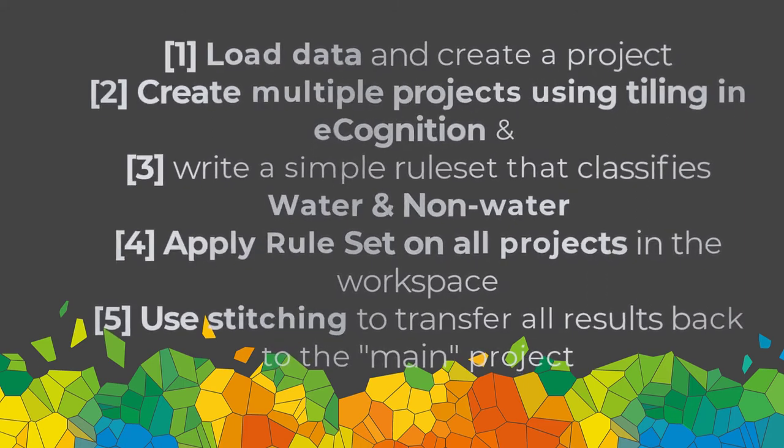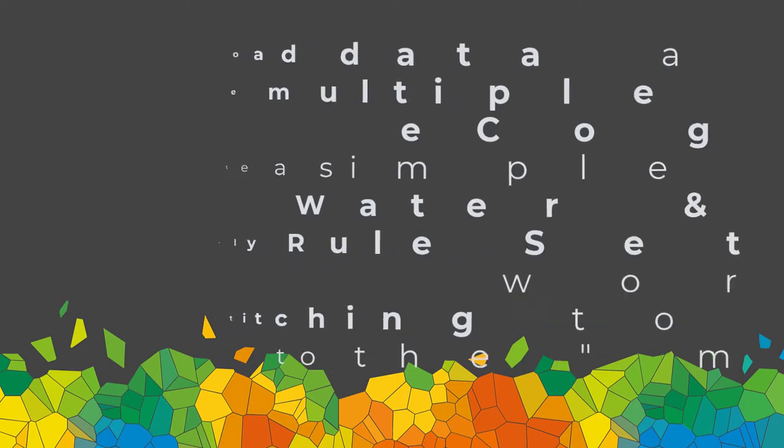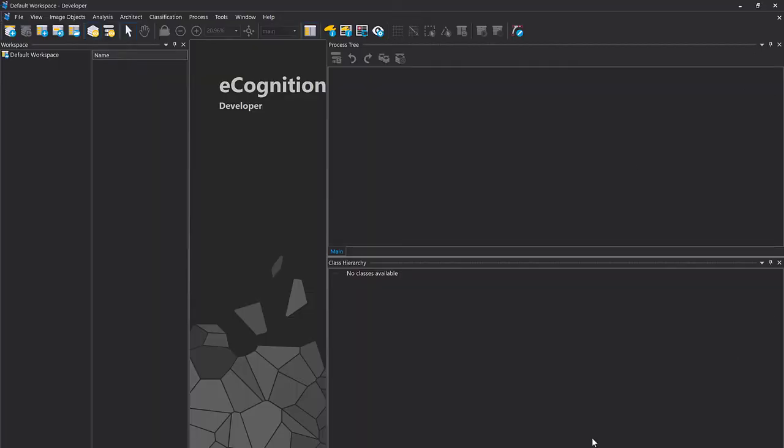We can more or less synchronize our results from the tiles to that main project and stitch them back together, so you have one project with all the results of the tiles. All right, let's open eCognition and start creating the first project. So we're gonna load the data and create this main project that we need for tiling.